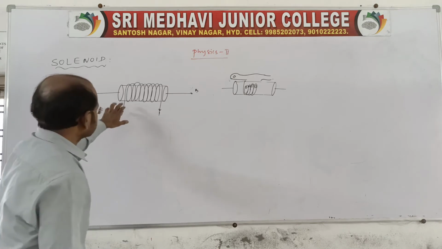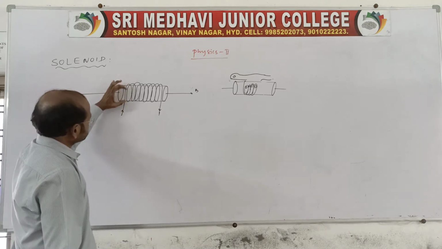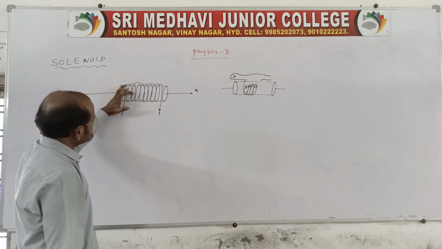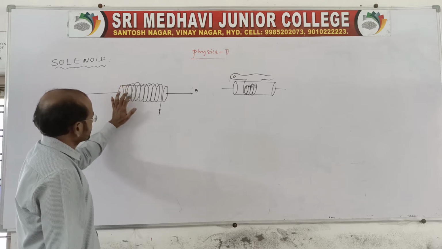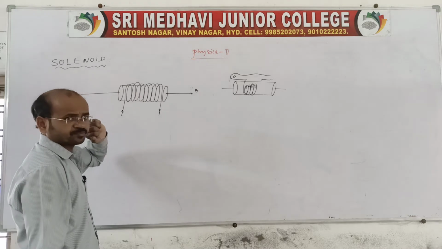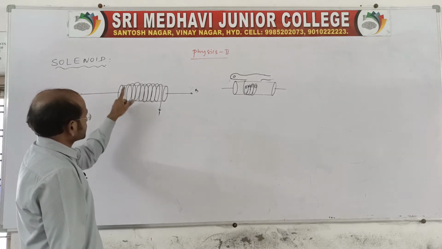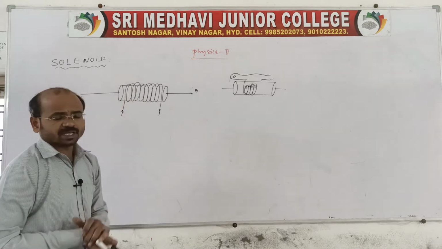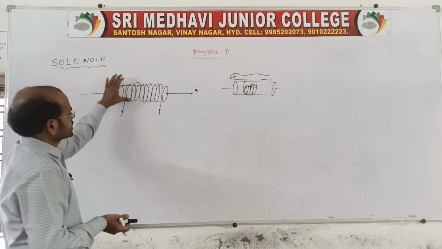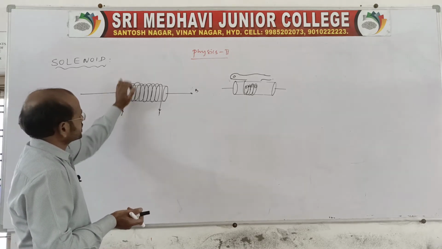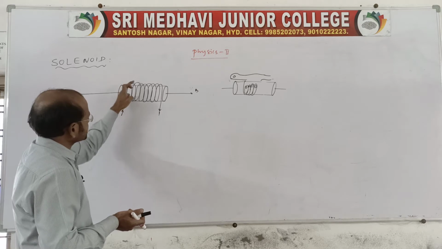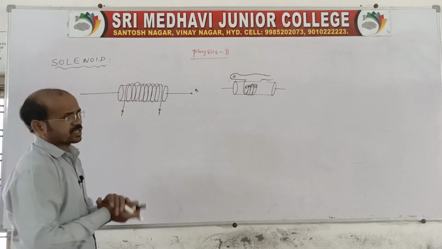The diagram is given like this. Look, when there are a number of turns, each and every turn physically touches the next. Here the two are in physical contact. The wire is an insulated wire, and a current is entering from here. Therefore, the current flows through each and every turn of the circular coil.